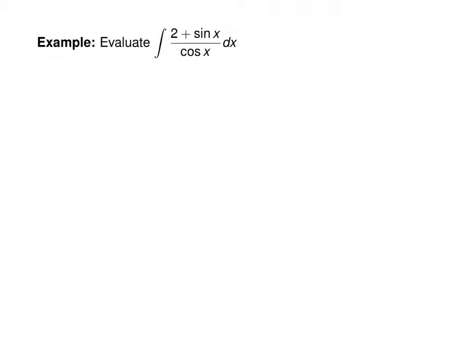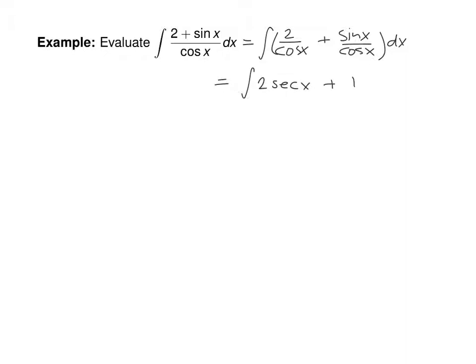This next one has not very much space for a reason. It's because it's actually pretty simple if you know your formulas. So the way to think about this one is to break it into 2 over cosine plus sine over cosine. And then realize that 2 over cosine is secant plus sine over cosine is tangent. And you're allowed to just know those formulas.